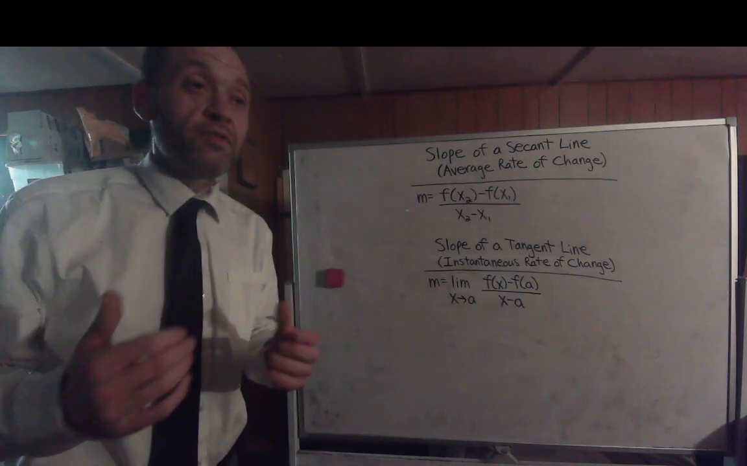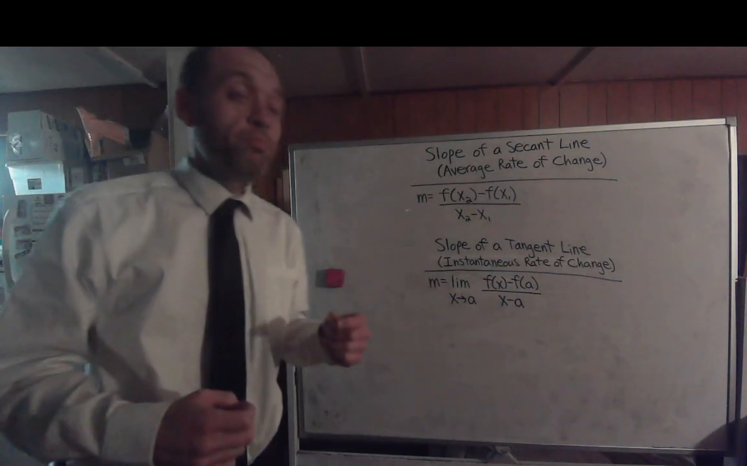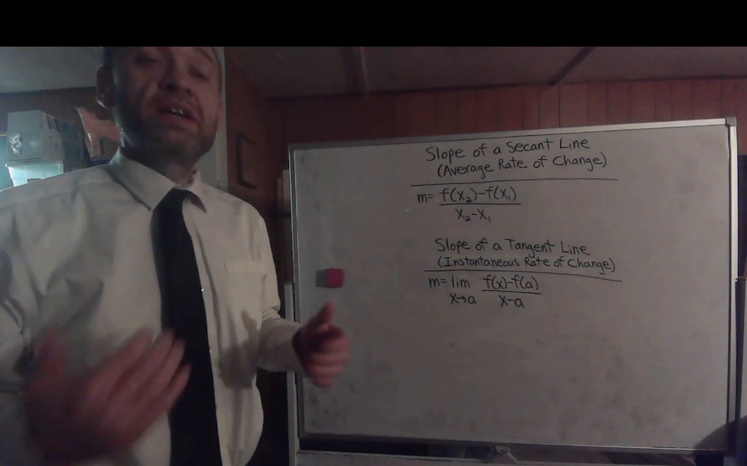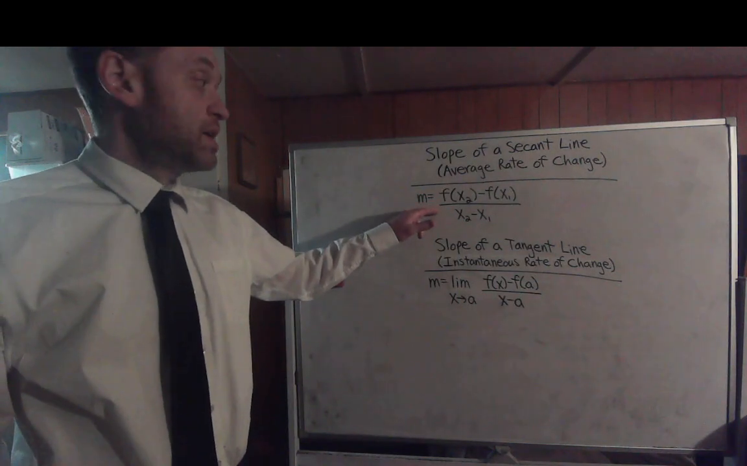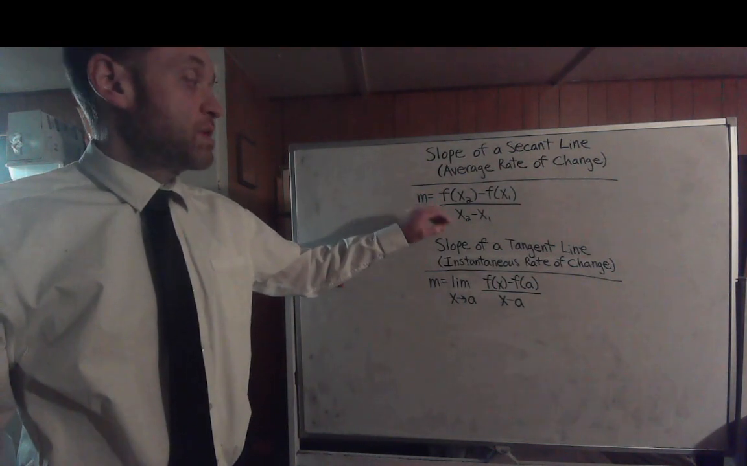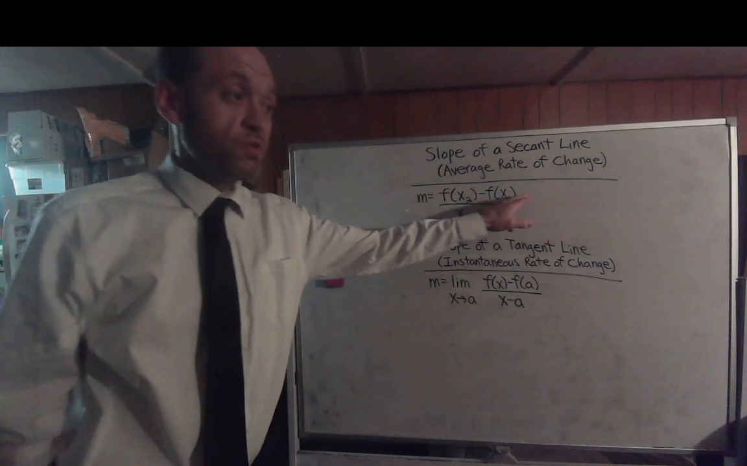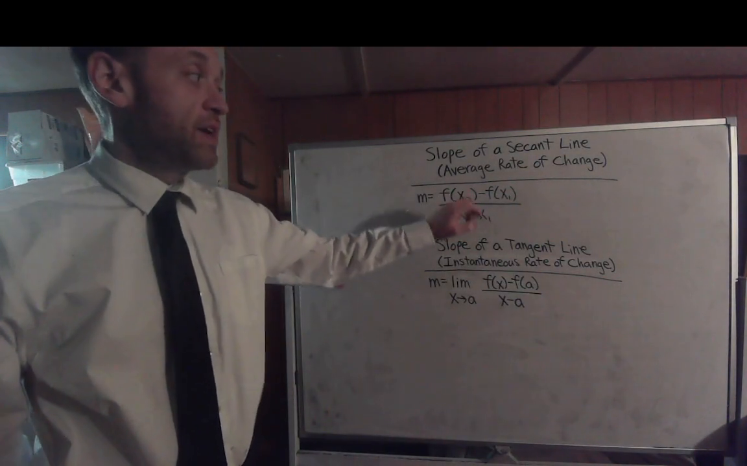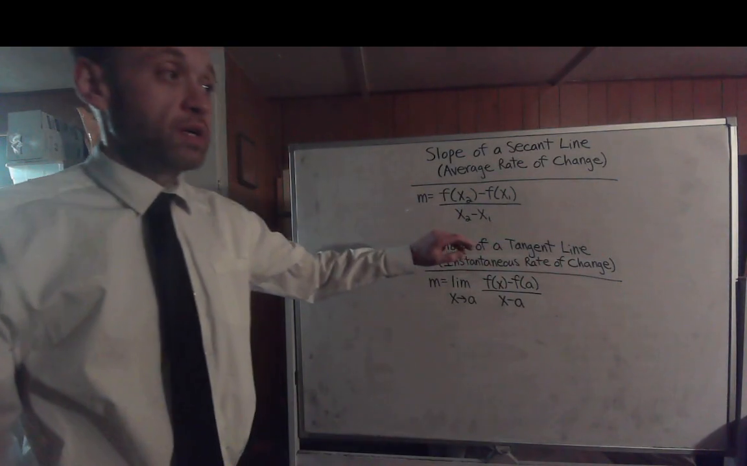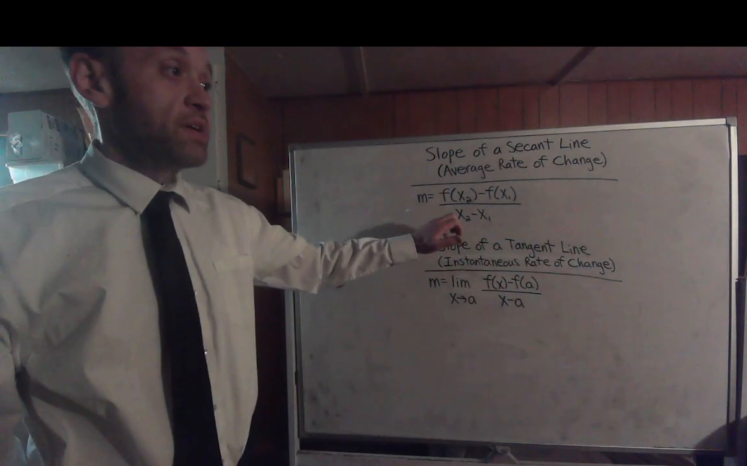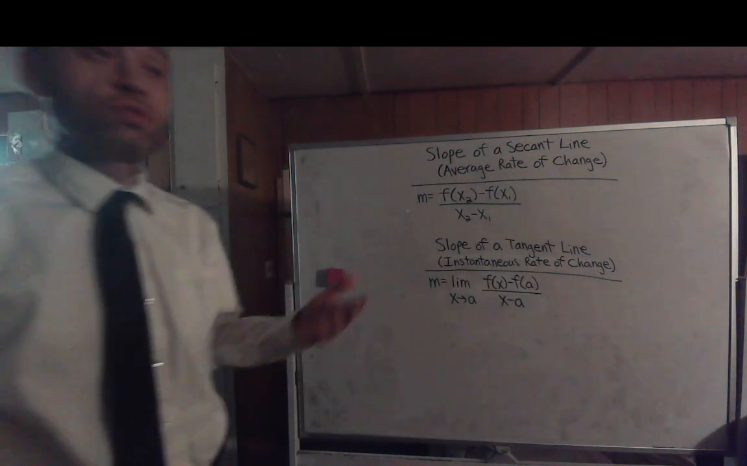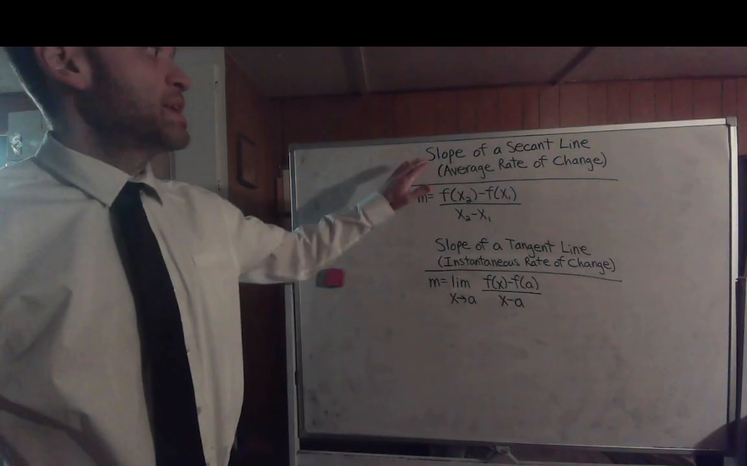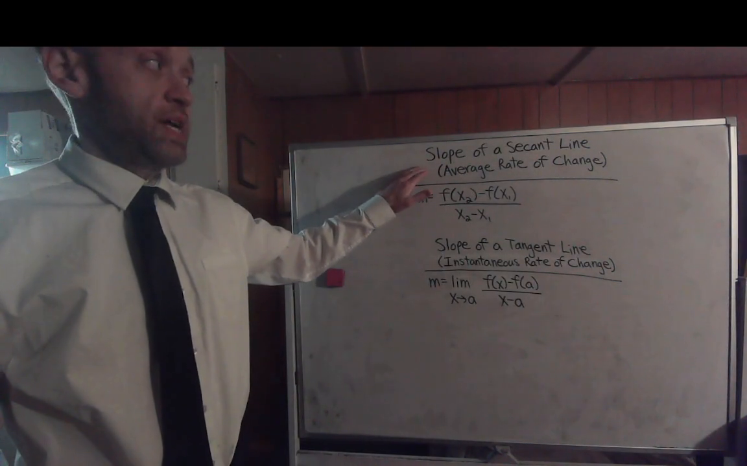If you have two points on a curve, you can find the slope of the secant line by simply taking the second y value minus the first y value, denoted as f of x2 minus f of x1, and then you divide that by x sub 2 minus x sub 1 itself. That's the traditional slope formula. That is your average rate of change.